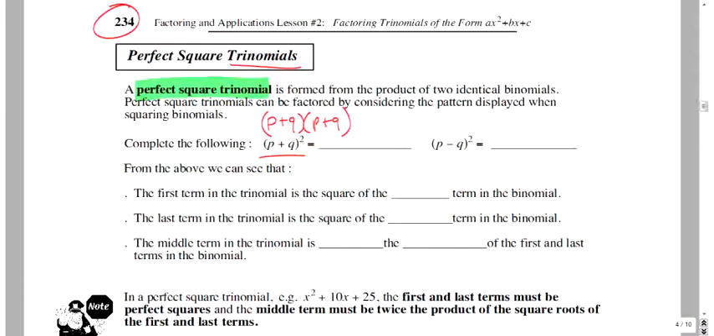This is a binomial times a binomial. That's just like 3 squared is 3 times 3, right? p plus q squared is p plus q times p plus q. Now we can FOIL it. First is p squared. Outside, pq. Inside, qp, which is also known as pq, plus q squared.